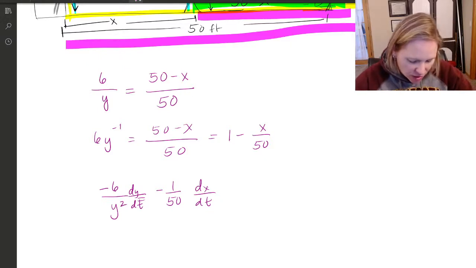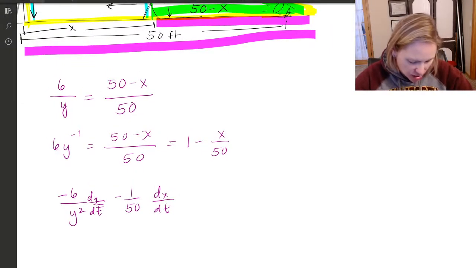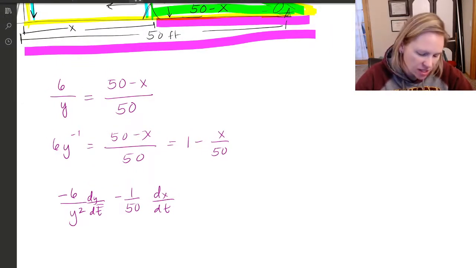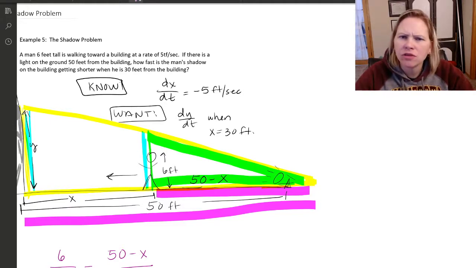Now, my job, once I've differentiated with respect to time, is to go back and plug everything in. You'll notice I have a y, a dy/dt, and a dx/dt. Up here, what I want is dy/dt. I have a dx/dt, and I have an x value. X is 30. But in my equation, I have a y. I'm curious, did you see that that was going to happen? I need to figure out what y is.